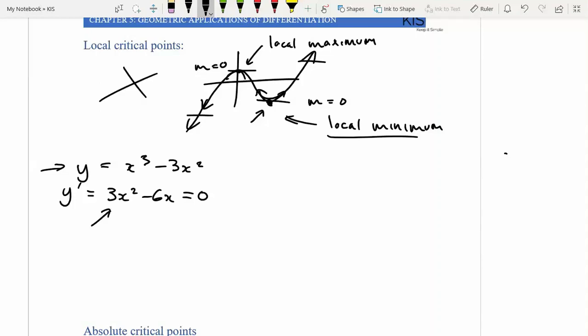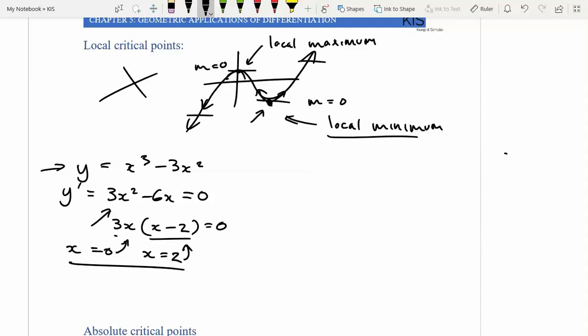They're different functions. So for this one, if we let the gradient equal 0, we factorize to solve, so we get 3x outside of x minus 2. Taking out a factor of 3x leaves us with x minus 2 in the brackets. To solve this, we can have x equals 0, because if we sub 0 in there we get 0. And if we have x equals 2, we also get 0. So we get a true statement for both of these cases.